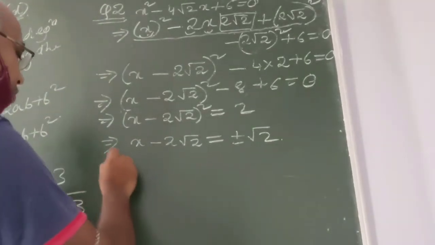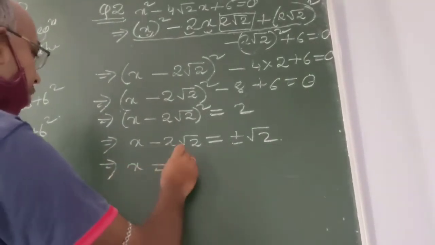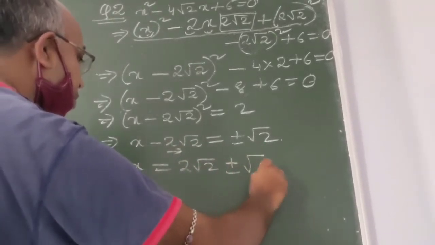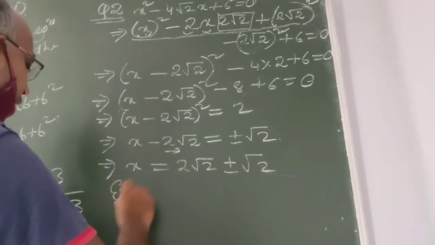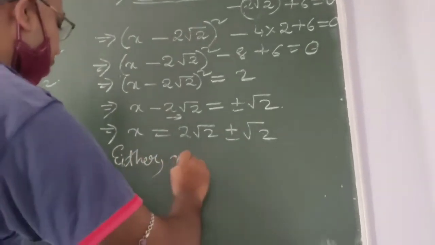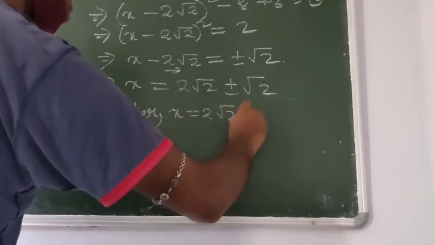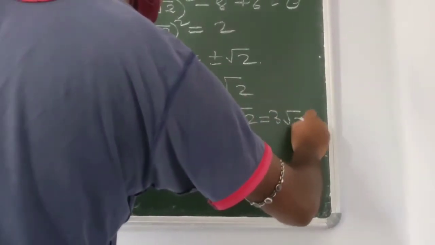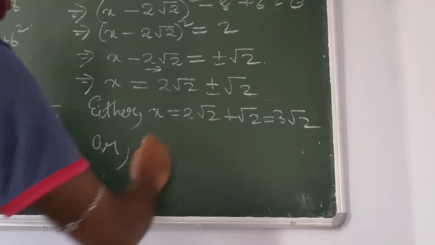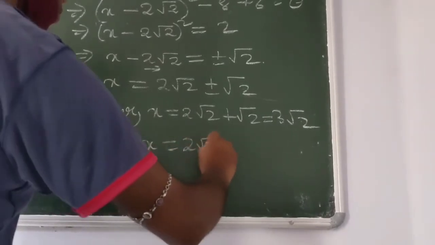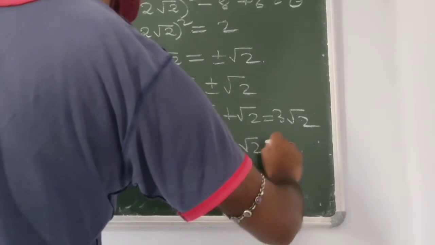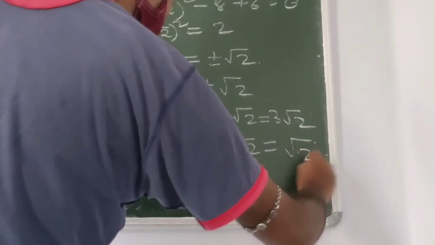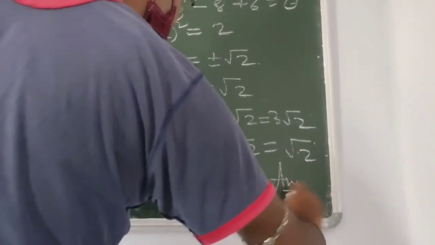Now I have to find the value of x. So x will be equal to, this one will be shifted to this side and become plus 2 root 2, plus minus root 2. So what is happening? There are two values, one with plus and another with minus. So x equals 2 root 2 plus root 2, which is equal to 3 root 2, or x equals 2 root 2 minus root 2, which is equal to root 2. So this is your answer.